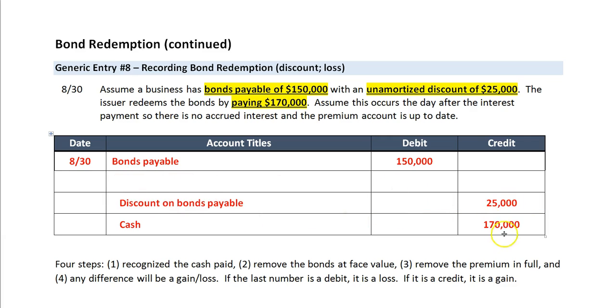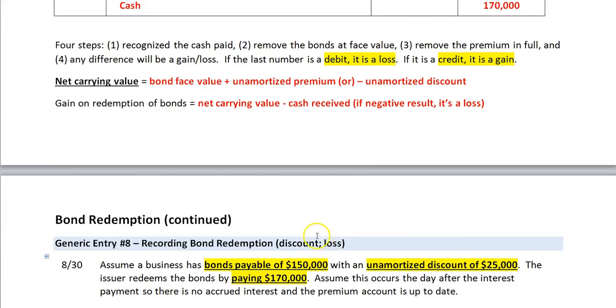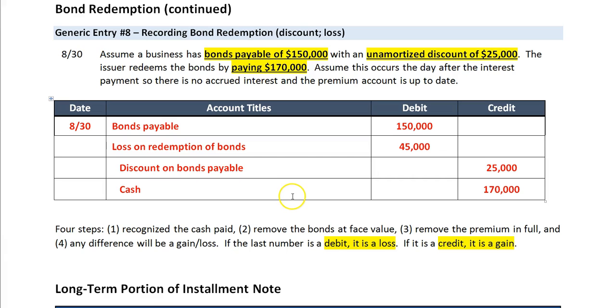And then the opposite, let's see, we got 195 here, so we're going to need 45,000 here. Ooh, this is a big loss. I don't know why they called it. So loss on redemption of bonds at 45,000. It's the same 4 steps. Just remember, if the last number is a debit, we're going to call it a loss. If the last number is a credit, we're going to call it a gain. Just knowing this allows you to not remember the formula. You don't need to remember it if you just adopt these 2 rules.